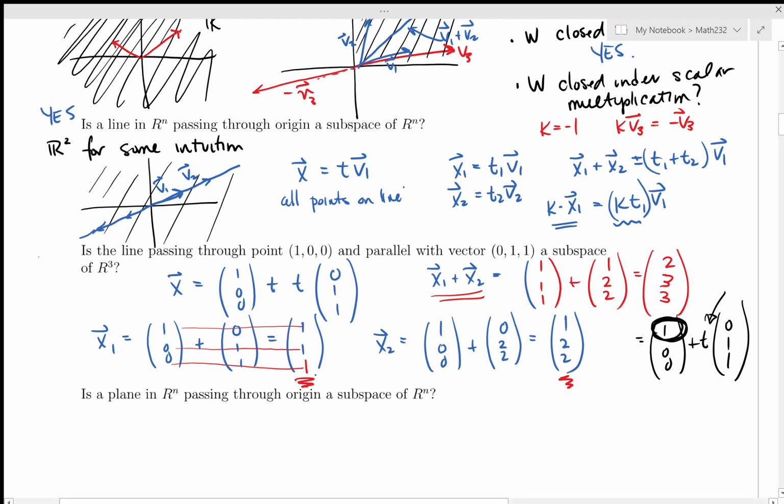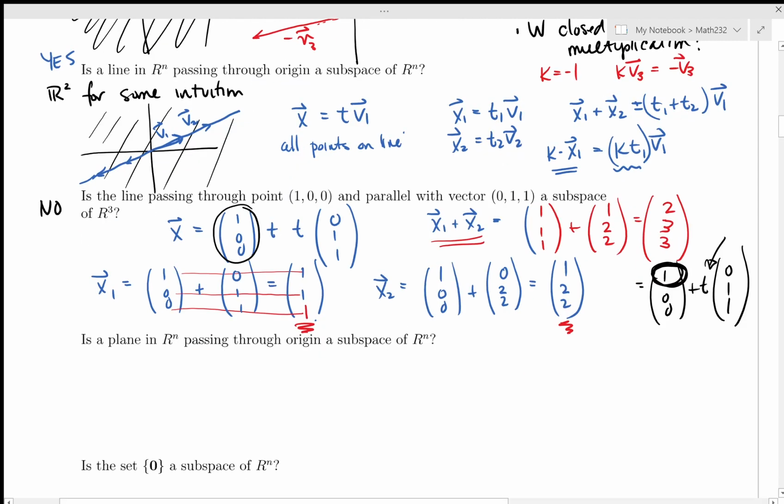In fact, every subspace must contain the 0 vector, and this one does not because of this problem here. Further, we're going to see that in R3, the possible subspaces are lines through the origin, planes through the origin, the whole space, or the 0 vector.